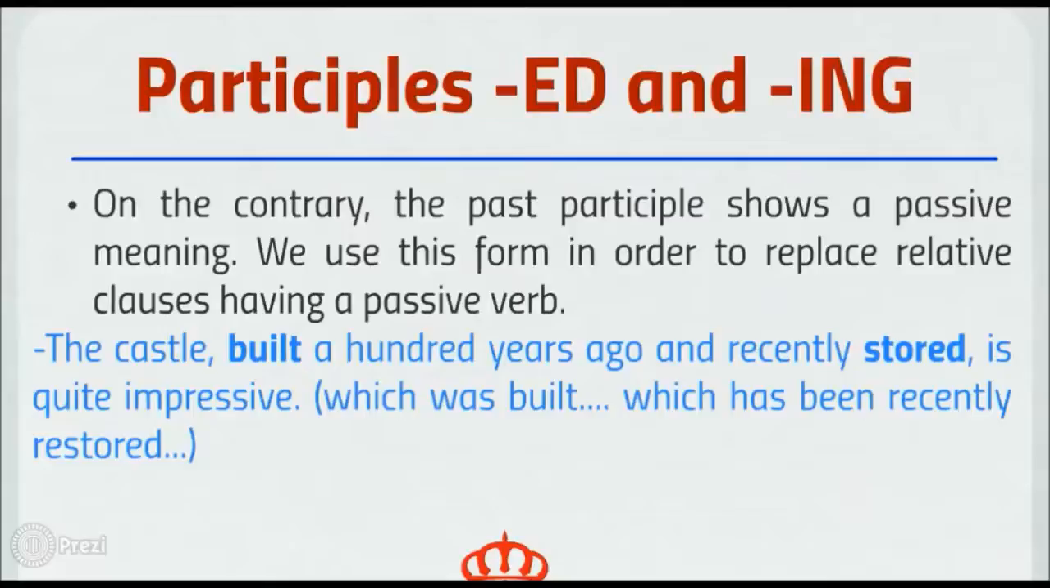On the contrary, the past participle shows a passive meaning. We use this form in order to replace relative clauses having a passive verb. For example, the castle, built 100 years ago and recently restored, is quite impressive, which was built and which has been recently restored.